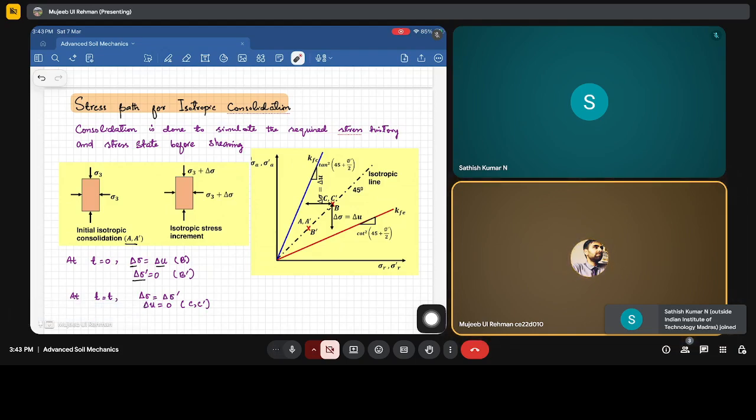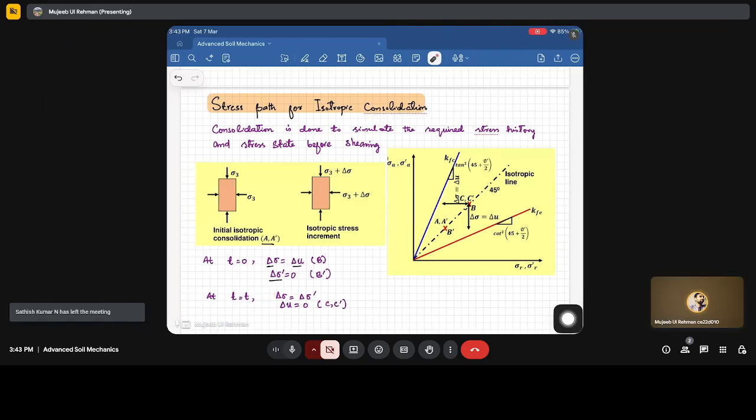After that, once the pore water pressure starts to dissipate, whatever change in delta sigma we have applied will be reflected in delta sigma dash. So you can see that this point C, C dash will represent this increment. At t equal to t, after some equilibrating time there will be dissipation of this pressure, and delta sigma will be equal to delta sigma dash, which is represented by C dash. And here, at the start, delta sigma is equal to delta u.